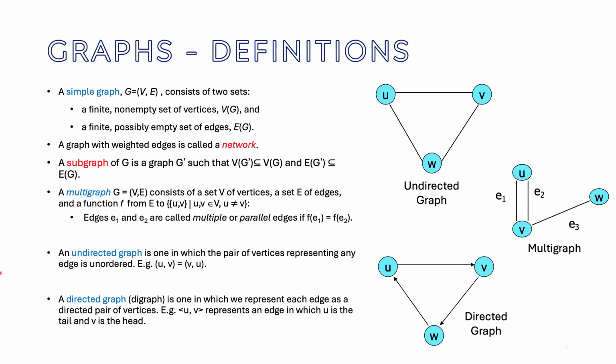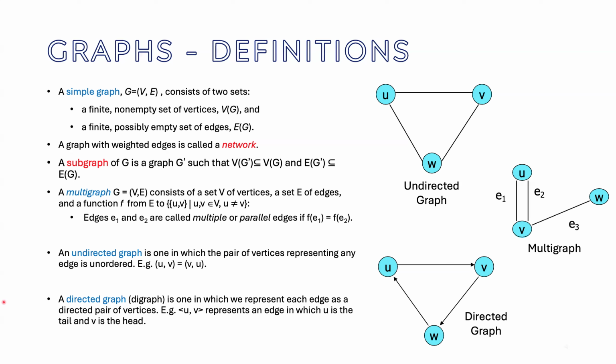Now, let's remind us what is an undirected graph. An undirected graph is one in which the pair of vertices representing any edge is unordered or bidirectional. So that means that the edge from U to V is the same as the edge from V to U. An example of an undirected graph is in the uppermost figure here on the right side. This is an undirected graph. A directed graph, on the other hand, also called a digraph, is one in which we represent each edge as a directed pair of vertices, U and V, as you can see over here, in which U is the tail and V is called the head.